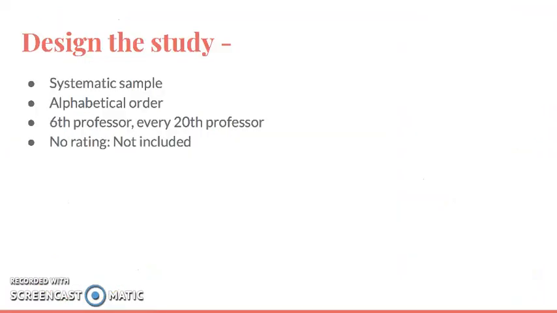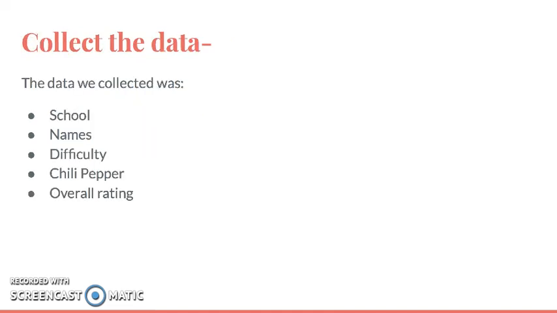Alright, so first what we're going to do is use a systematic sample for the study. We're going to look up the professors in alphabetical order and then record the data starting on the 6th professor listed and then every 20th professor after that, which we chose by random sampling. The professors without ratings are not going to be included in this.